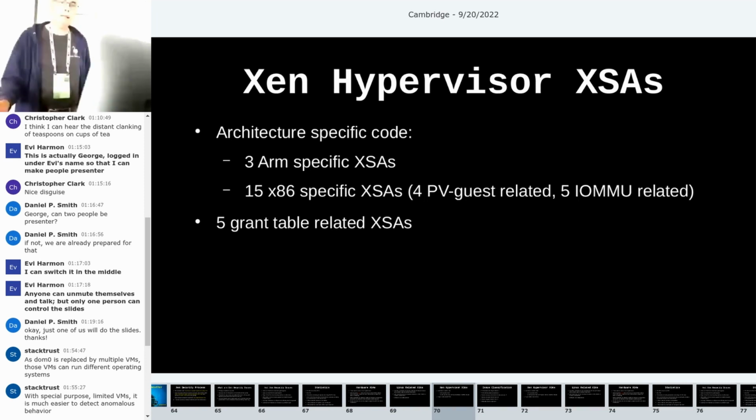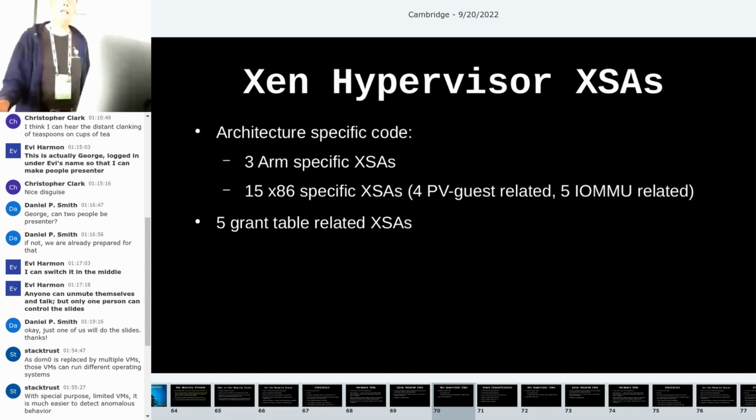In the Xen hypervisor, the majority of the related XSAs have been in the architecture-specific code. We had 3 XSAs in ARM-specific code and 15 in the x86-specific code. Quite natural, x86 is more vulnerable because it has a much wider interface to guests.